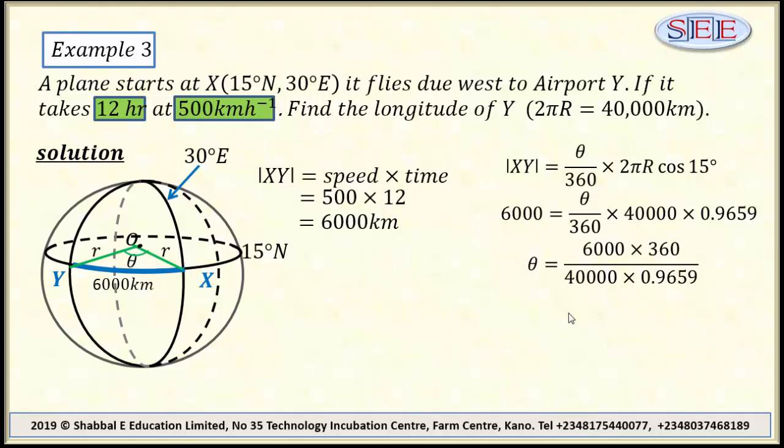We continue. Multiplying and dividing correctly gives theta equal to 55.9 degrees. This is the value of theta. This theta is not the longitude of Y, but as X and Y are on the same latitude, theta will be determined by the difference in their longitudes. The difference in the longitude of X and that of Y is what will give us theta, 55.9 degrees.